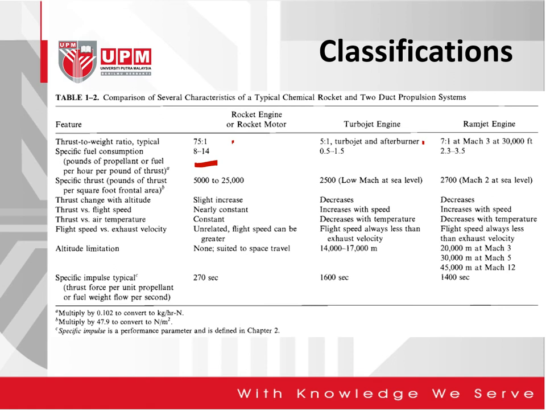We can also compare it against the specific thrust, in pounds of thrust per square foot of frontal area. Obviously, the rocket engine has a larger value compared to the turbojet and the ramjet. The thrust changes with altitude: it slightly increases with altitude for the rocket, but for the turbojet and the ramjet engine, it decreases. We can also compare thrust versus flight speed, thrust versus air temperature, flight speed versus exhaust velocity, altitude limitation, and the specific impulse. We can look into this later when we go into the examples.